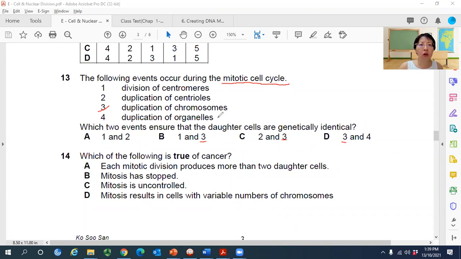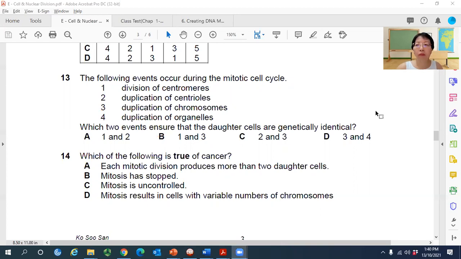Duplication of organelle is not so important. Duplication of centriole is not important. Division of centromere is important, because only when my centromere divides can my sister chromatids separate, and then each daughter cell will take a copy. So the answer is 1 and 3, which is B. Choose the best answer among all the answers.